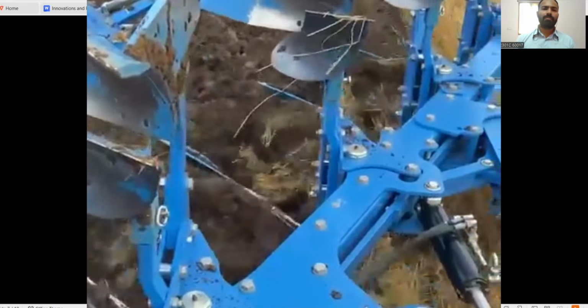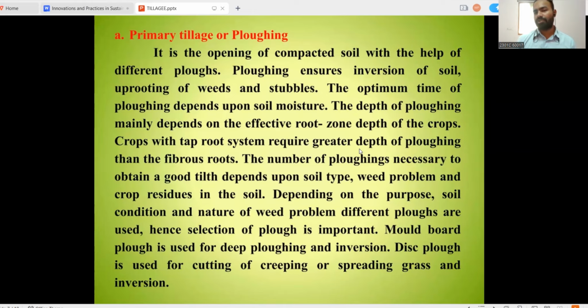The optimum time of plowing depends upon soil moisture. Here, the optimum time will be dependent upon your soil moisture content. The depth of plowing mainly depends on the effective root zone depth of the crop. We will practice different plowing on the effective root zone of your crop, according to which crop you are selecting for planting. According to that, your depth of plowing will be dependent.